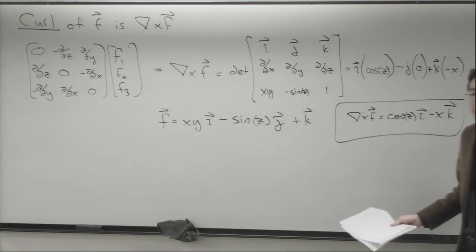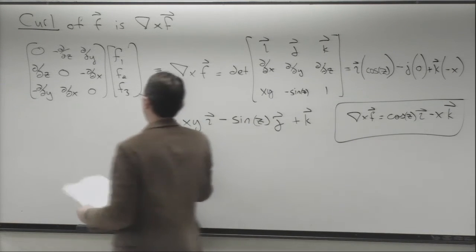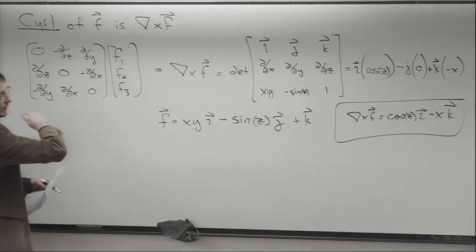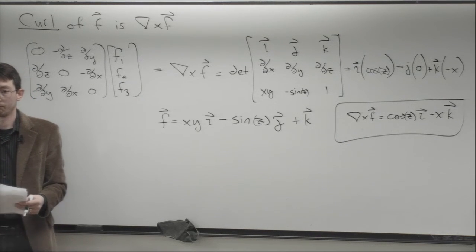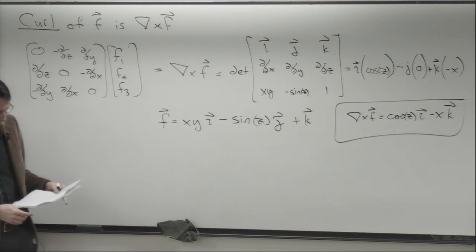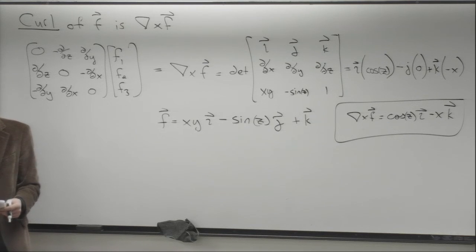Easy to take the curl of something. You literally just take f1, f2, f3, and plug it into the definition of the cross product.